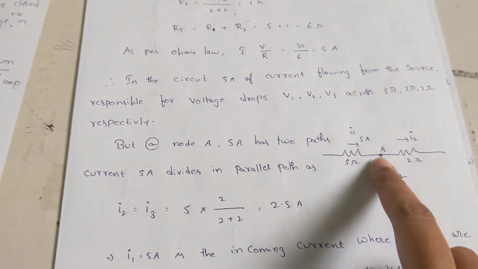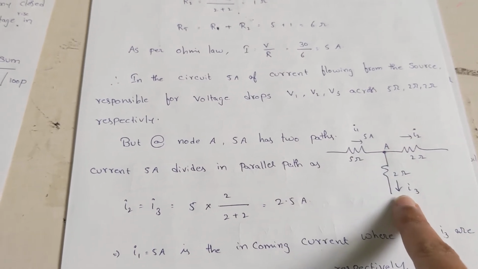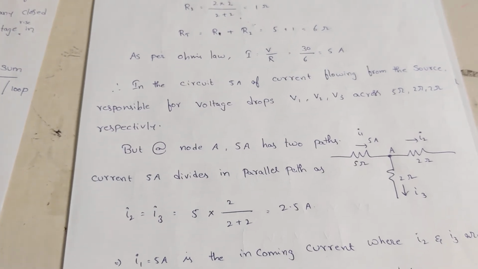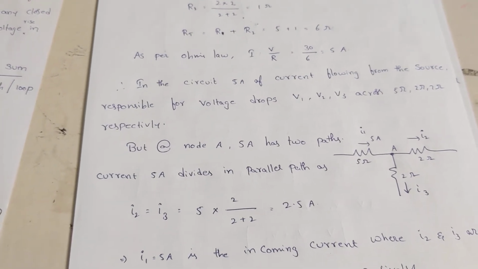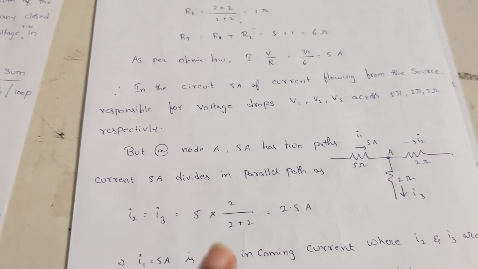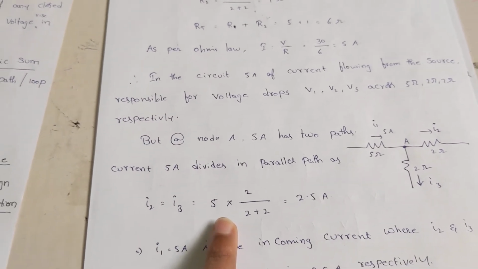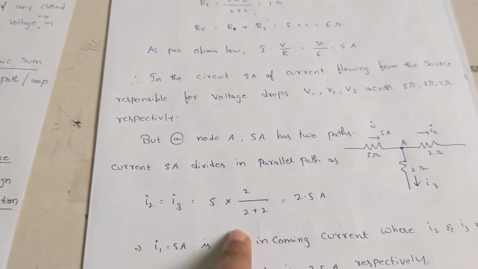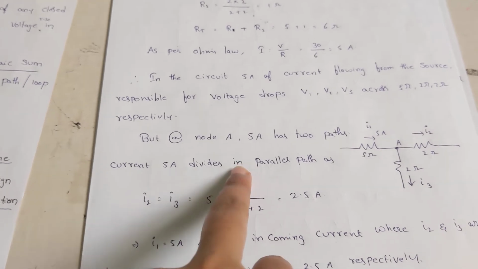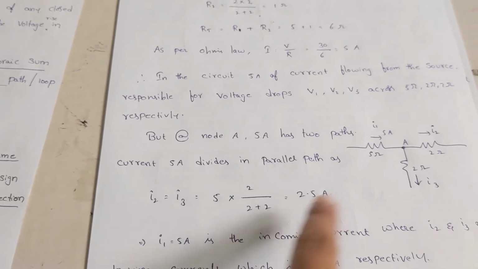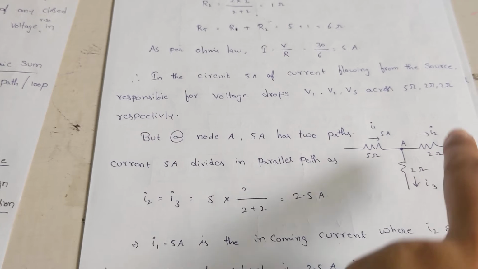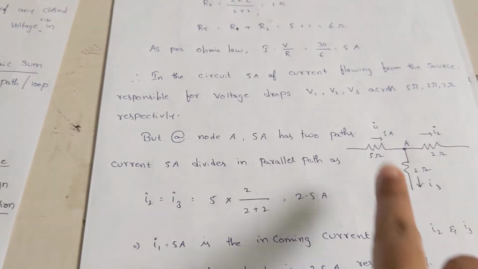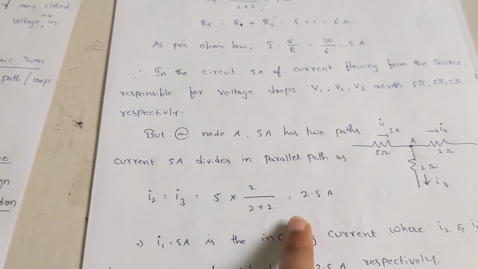Once it reaches the node, the current has two different paths, so the current needs to be divided. For ease of calculation, I am considering these two resistors equal, which means the current will be divided in equal parts. Anyhow, I calculate using the current division principle: opposite branch resistance divided by total resistance, multiplied by total current. I got 2.5 because the opposite resistance for any branch is 2 only, and the total resistance is the combination of these two. So I am getting 2.5 amperes.